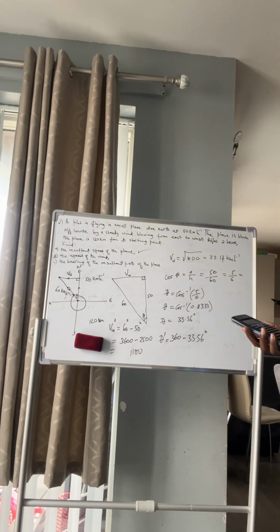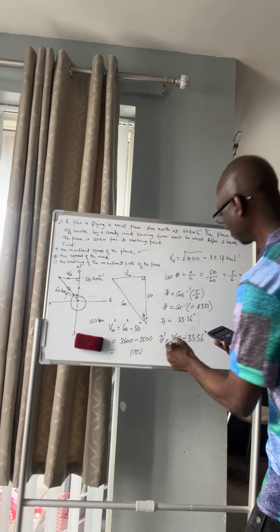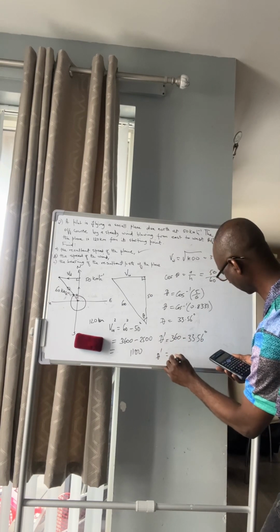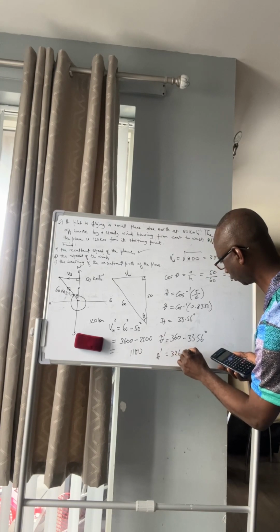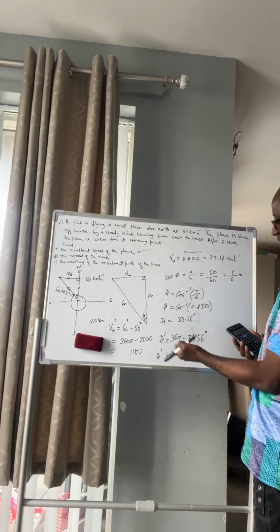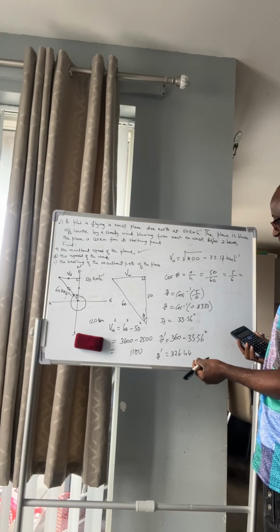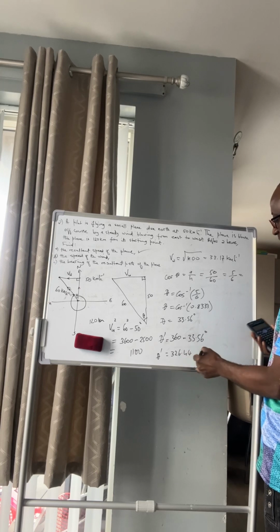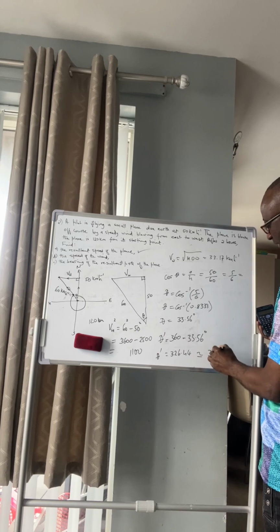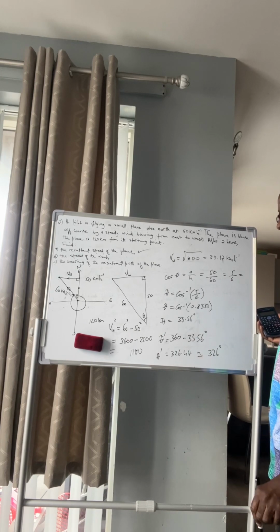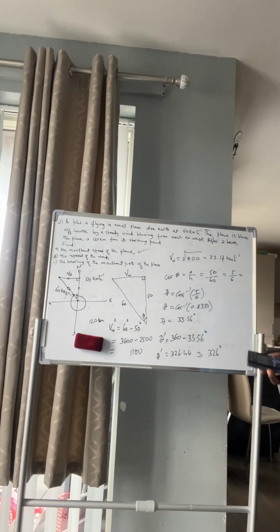360 minus 33.56 degrees. So you get theta prime equals 326.44 degrees. Since bearing is measured with 3 digits, we can say theta is equal to 326 degrees. That is the angle we are supposed to find.